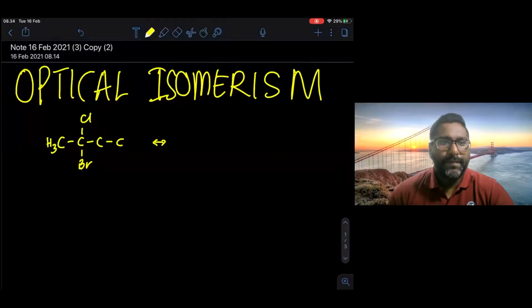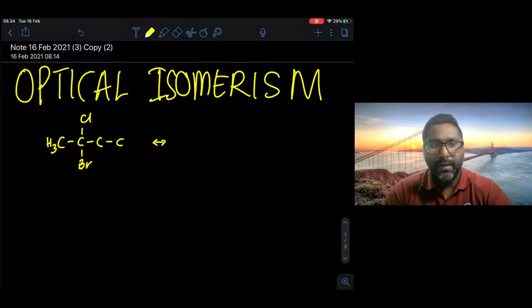Hi everyone. Today we will learn about optical isomerism. Optical isomers can exist whenever we have a chiral carbon. A chiral carbon is a carbon that has four different groups attached to it.